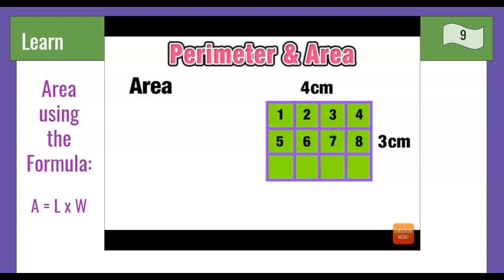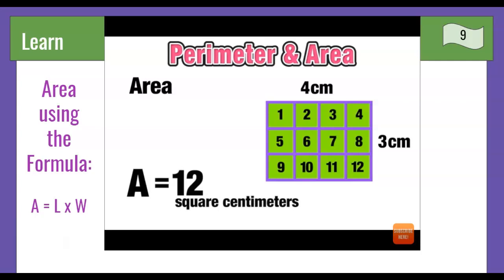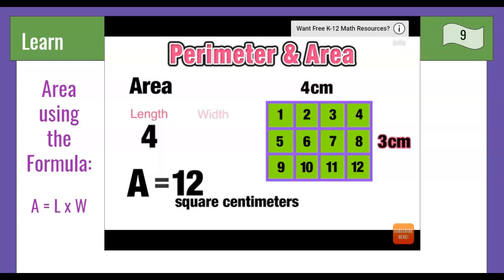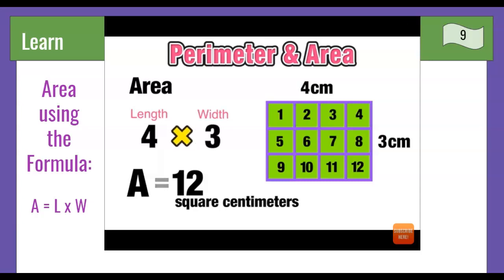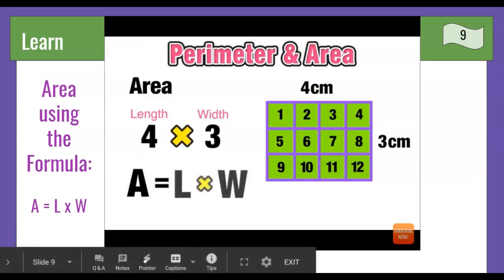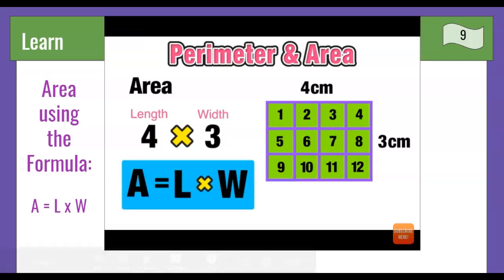And now we can just count them up to find the area. In this case, this rectangle has 12 square centimeter area. Now, did you notice that the length of 4 centimeters and the width of 3 centimeters, when multiplied together, 4 times 3, is equal to 12, which was our area? And this is cool because this rule is going to apply to finding the area of any rectangular figure. And we can say that the area is going to equal the length times the width.